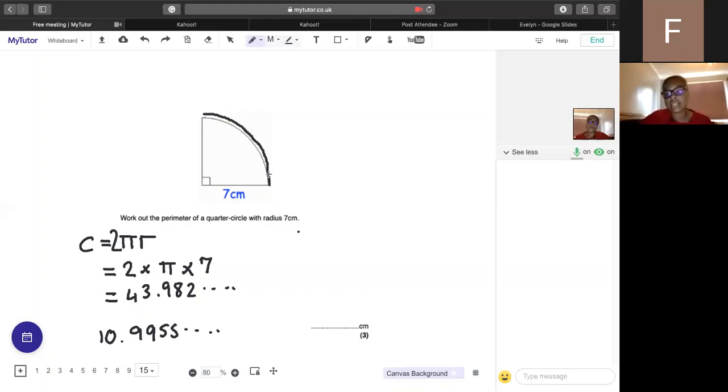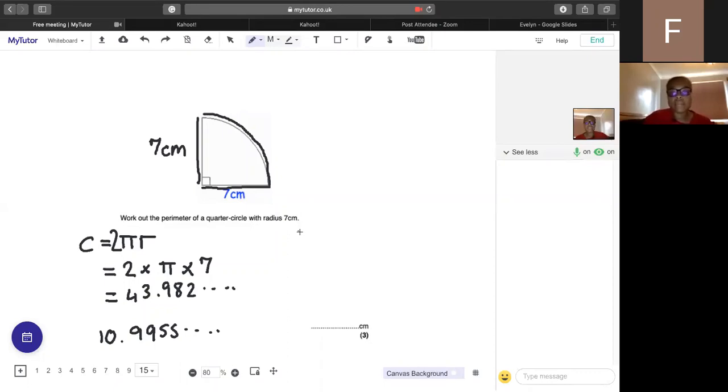That's what we've calculated. Now we need to add the lengths of the two straight lines to work out the entire perimeter of the shape. So we need to add this section here, and we need to add this section here. Now remember, these two are radii, because they're two lines which go from the center of the circle to the edge. So not only does this length here have a length of 7 centimeters, this one here also has a length of 7 centimeters, because it is also still the radius.